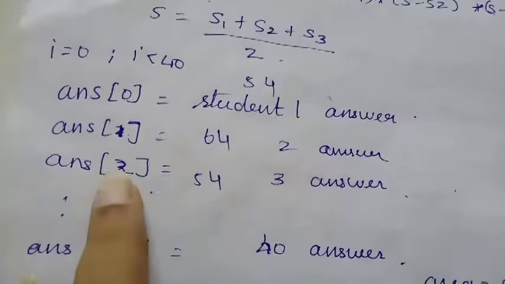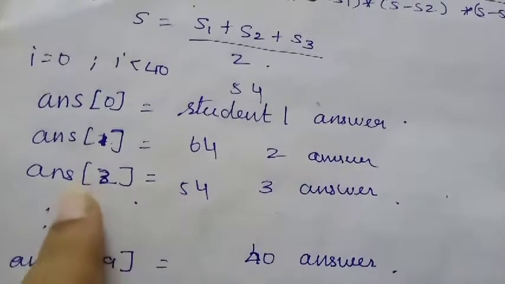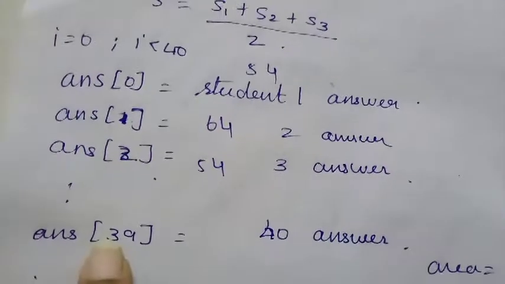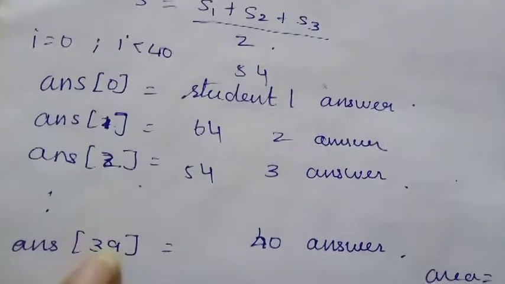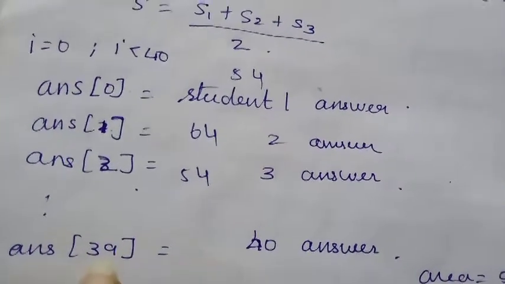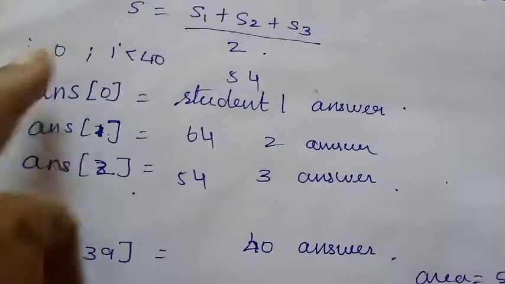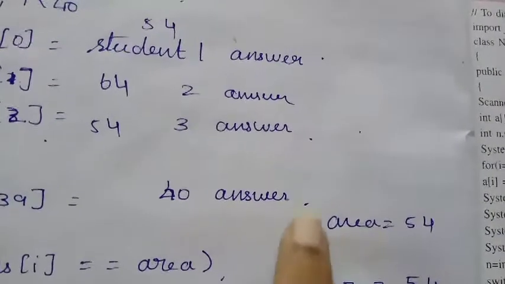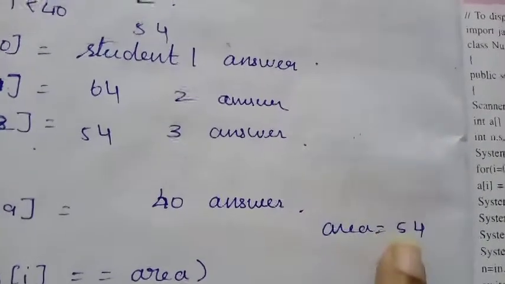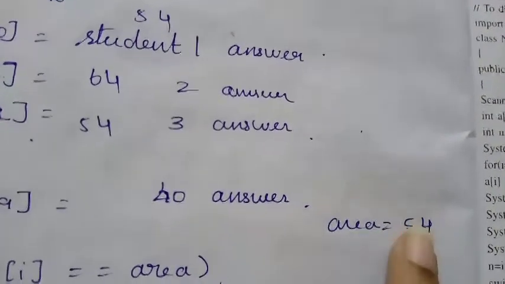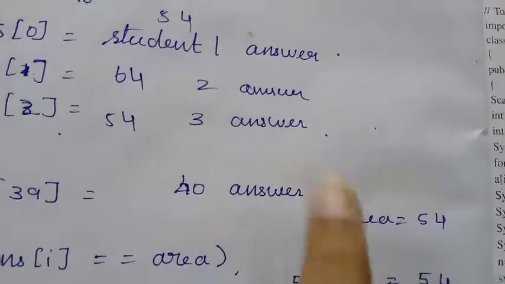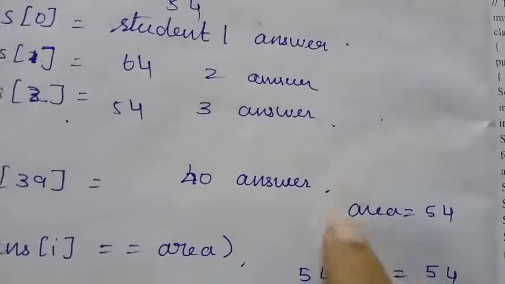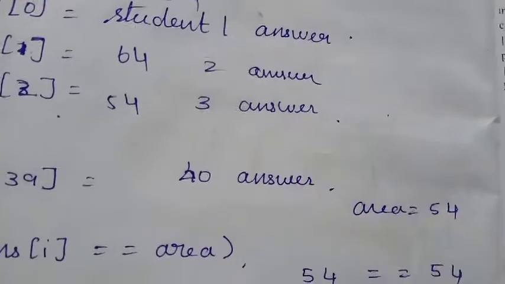Then the third student's answer, 54, is saved in answer of 2. Like that, till 39 will be saved, because 0 to 39 is 40 numbers, because the array starts from 0. Okay, so suppose the area we calculated is equal to 54, for example. After getting the sides and everything, we are calculating the area, right? We will consider that area to be 54, suppose.